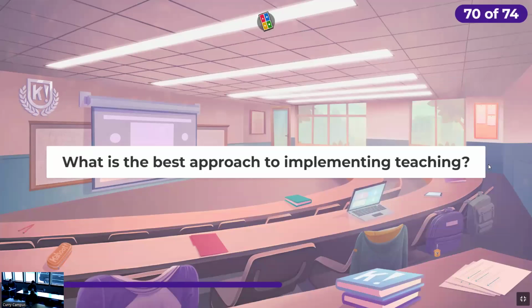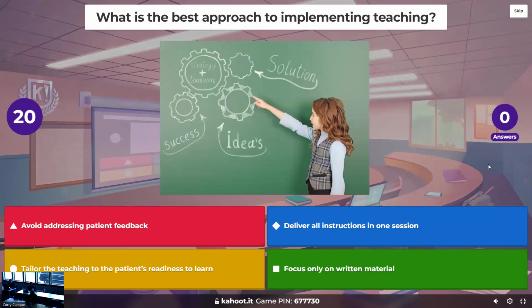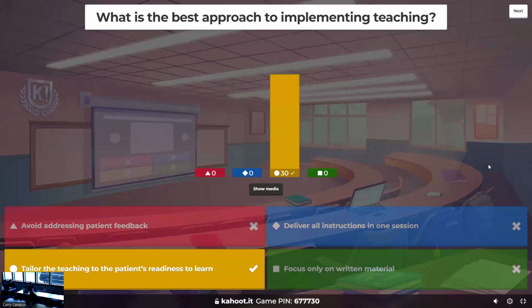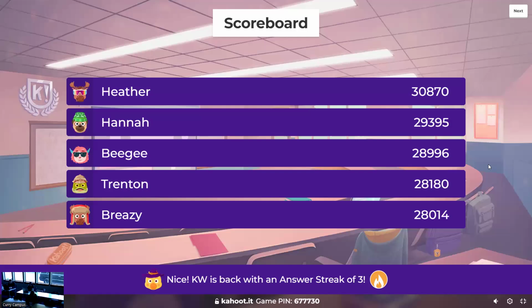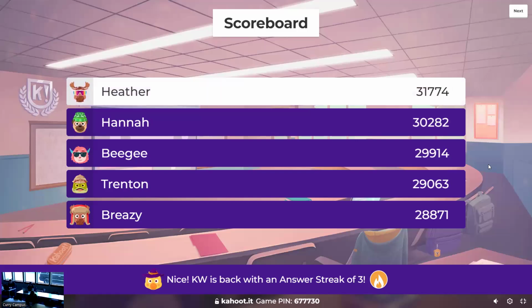What is the best approach to implementing teaching? And the yellow is tailor the teaching to patients' readiness to learn. Good. Tailor the patient's teaching to readiness to learn. So if they're not really ready, we're kind of wasting our time and their time. All right, Heather's still way up.